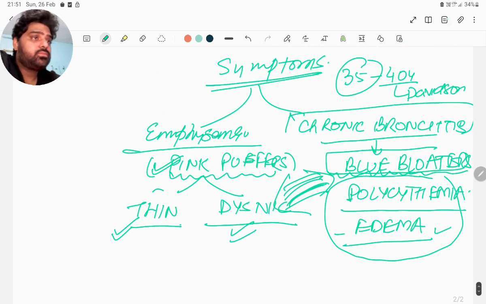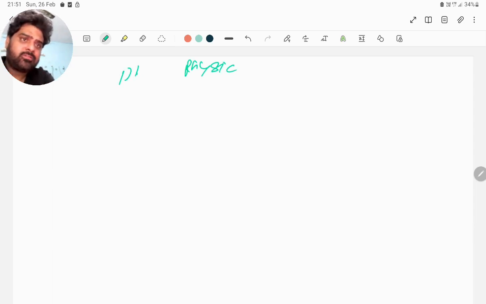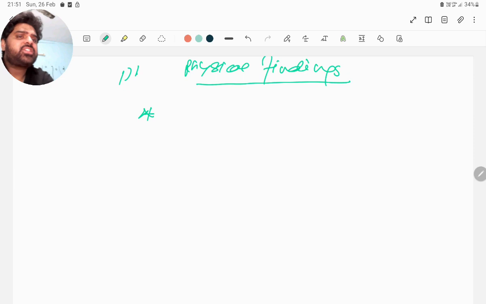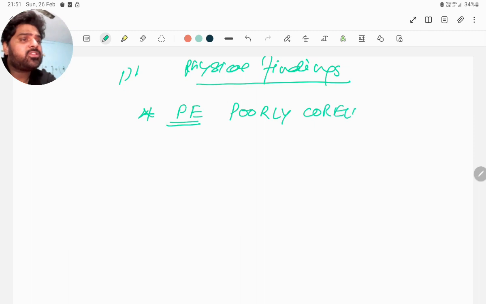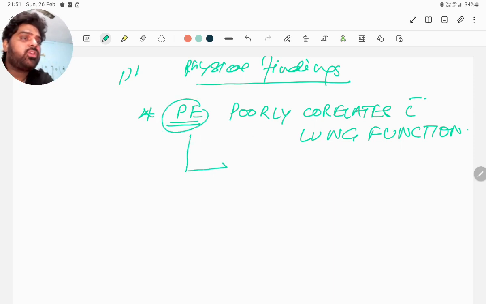Now, if I ask you about the physical findings, you have to understand something. Physical examination, the first point that I'm writing, is very important: it poorly correlates with lung function. So physical examination poorly correlates with the lung function.